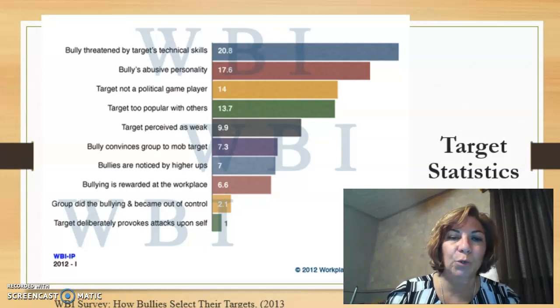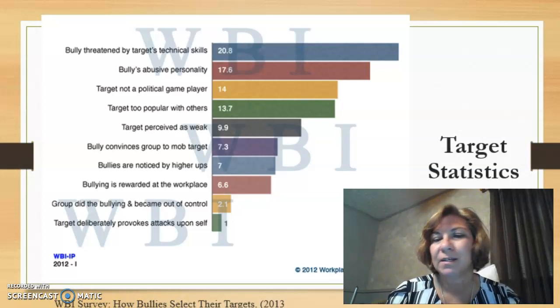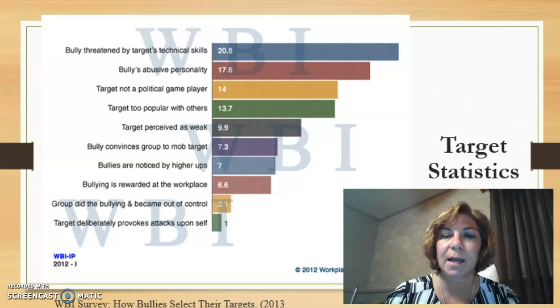And then the group, the target deliberately provokes attacks upon themselves. That really is one of the lower level things that happens. We don't really perceive that as being one of the reasons why the bully tends to bully the victim or the target.